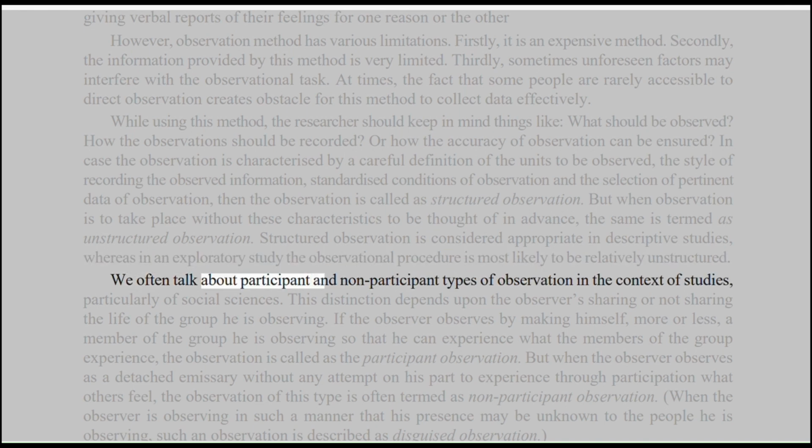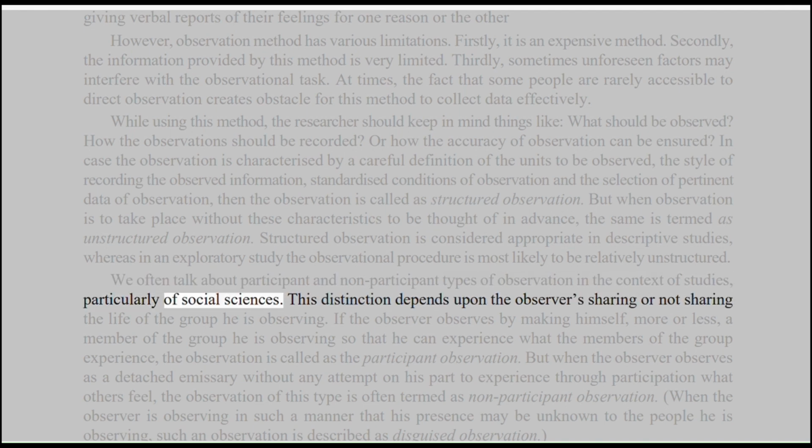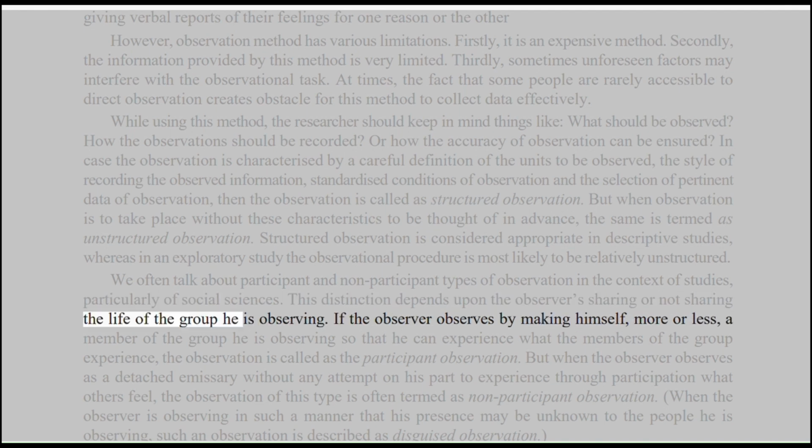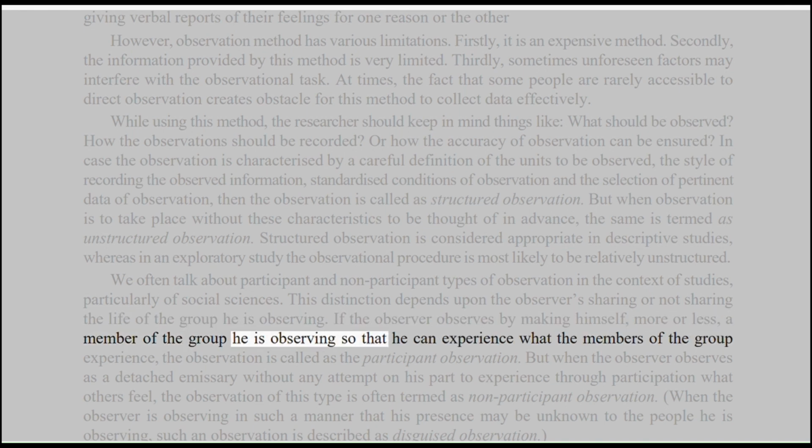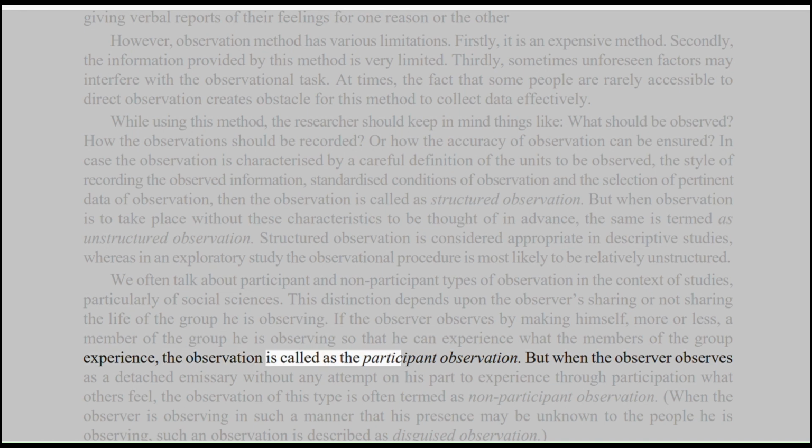We often talk about participant and non-participant types of observation in the context of studies, particularly of social sciences. This distinction depends upon the observer's sharing or not sharing the life of the group he is observing. If the observer observes by making himself more or less a member of the group he is observing so that he can experience what the members of the group experience, the observation is called as the participant observation.